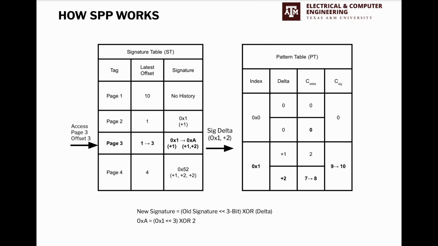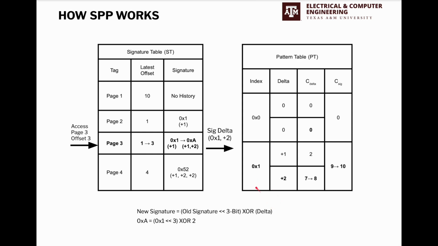The new signature is given by taking the old signature, left shifting it by 3 bits, and taking the XOR with the delta. The delta is simply this new offset minus the previous offset. So in this case, 3 minus 1 is 2. So we take our signature of 0x1, left shifted by 3, and XOR it with 2 to get a new signature of 0xA. We also update the pattern table.